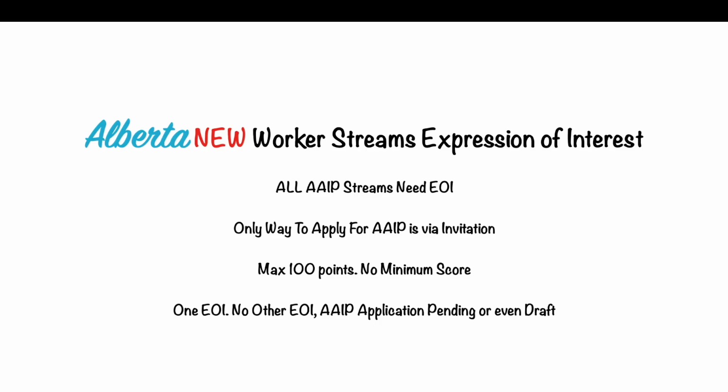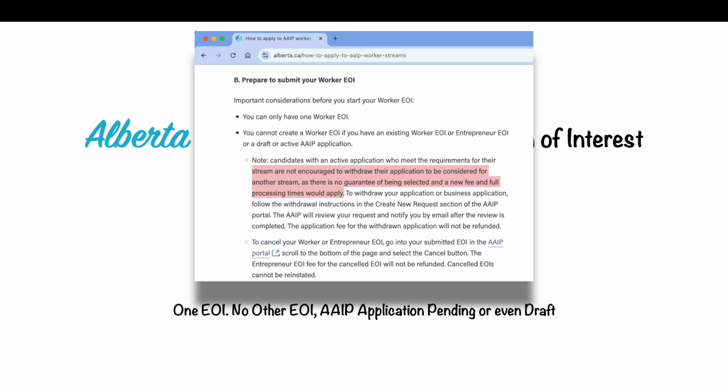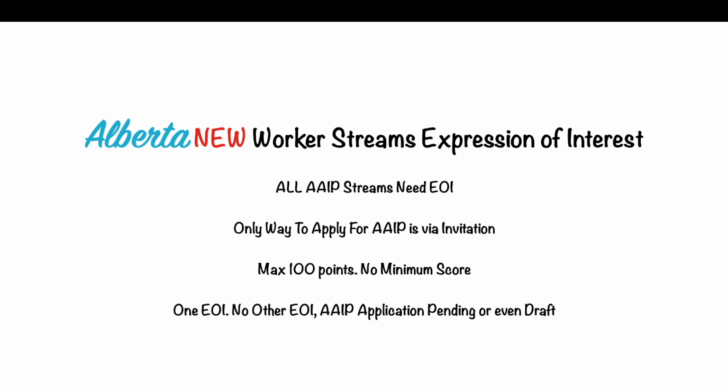You can only create one expression of interest. If you have any other expression of interest pending, or if you have any kind of PNP application pending, or even a draft application in your AAIP account, you will have to withdraw or cancel that application or expression of interest before you can create another expression of interest. This is very critical for us to understand.